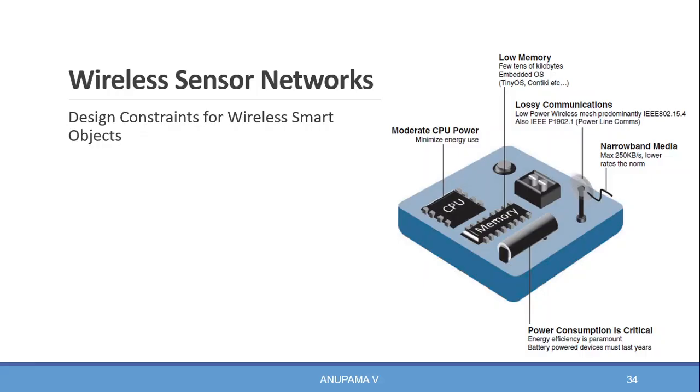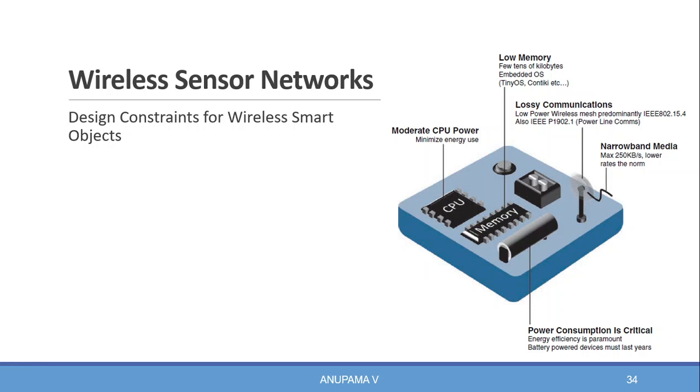The block diagram or the diagrammatic representation of design constraints for wireless smart object is shown in the presentation. That is, you have moderate CPU power, that is processing power with minimum energy use, low memory, a few tens of kilobytes, and we use embedded OS which are tiny. Examples for embedded OS are TinyOS, Contiki, etc.